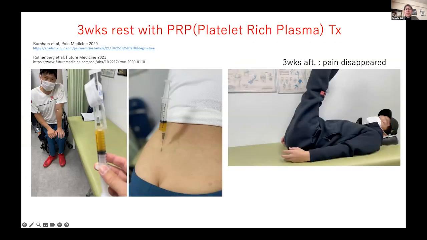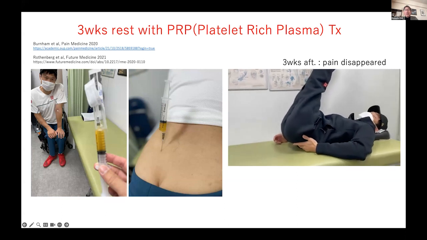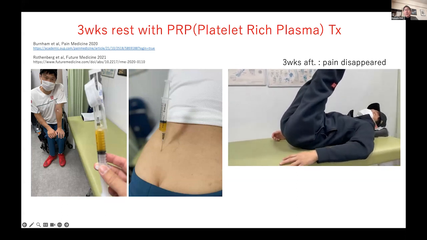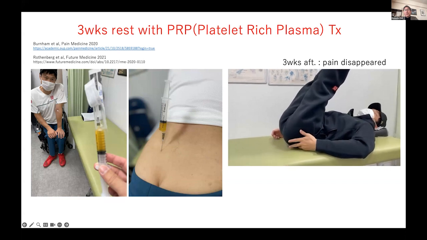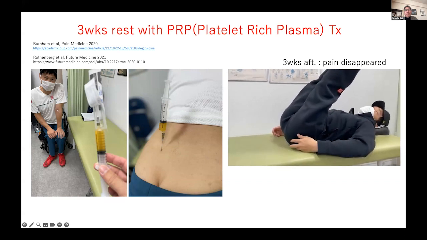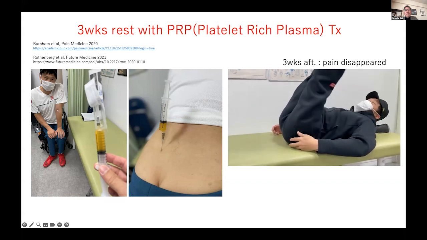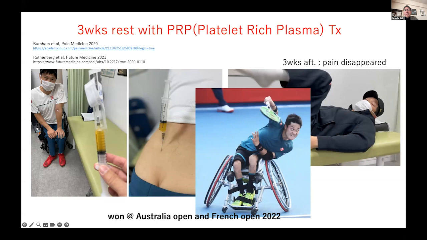Therefore, we recommended a 3-week rest period in hopes that the tissues around the ligaments would repair. At the same time, we performed PRP therapy to further accelerate the healing of enthesopathy. As a result, he no longer had back pain during pelvic rotation, as shown in this video. And he was able to play in subsequent matches without pain and achieve good competitive results.